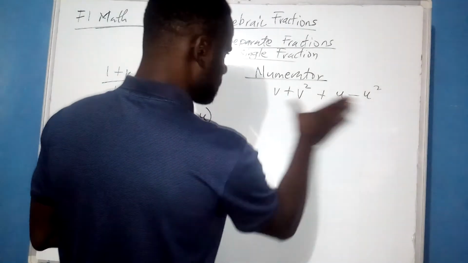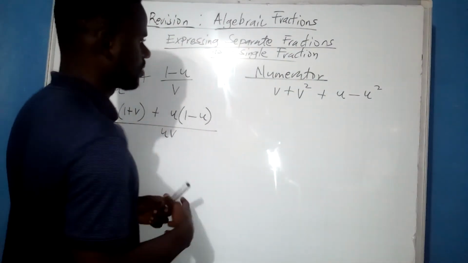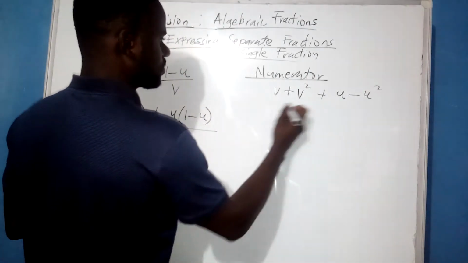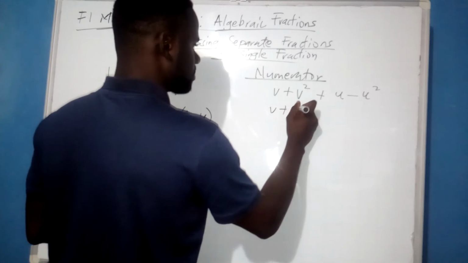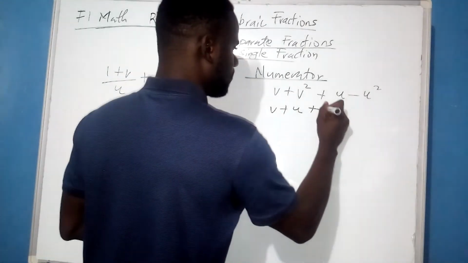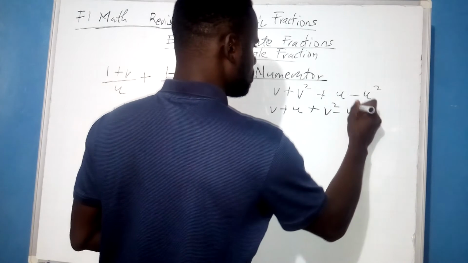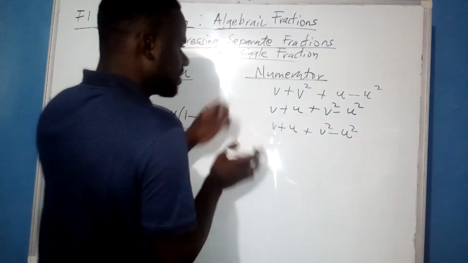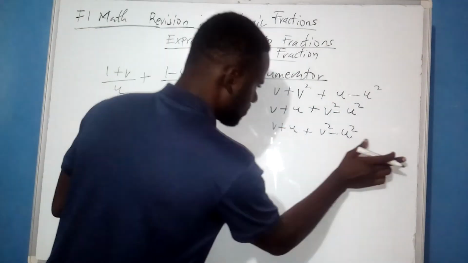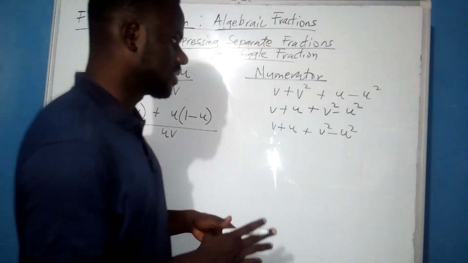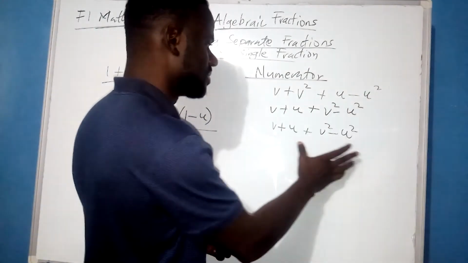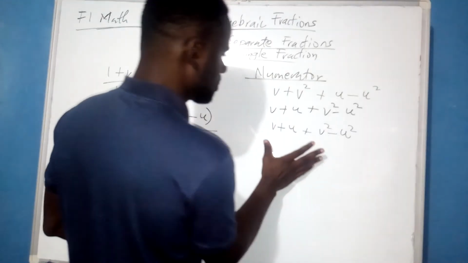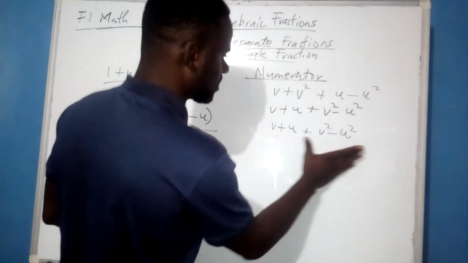Now I want us to rewrite this numerator in another unique way, and that will make us combine this so that we'll have v plus u added to v squared minus u squared. This is the entire numerator, and I've rewritten the numerator in this simple format. Now for form 1, I will not express this in another way. For a form 1 concept, we'll simply leave it at this point.